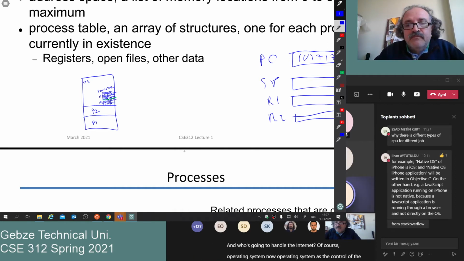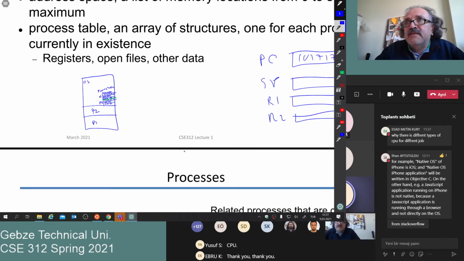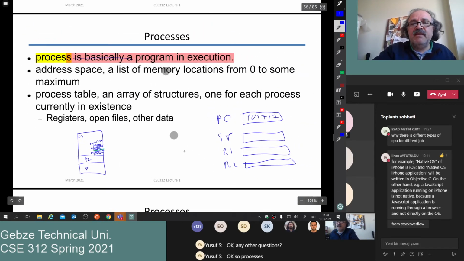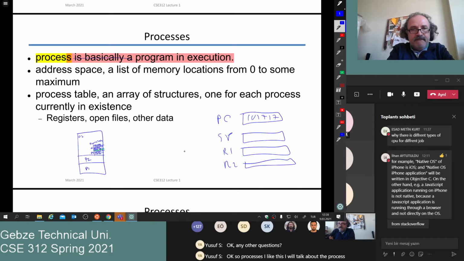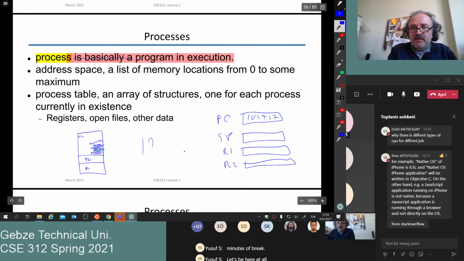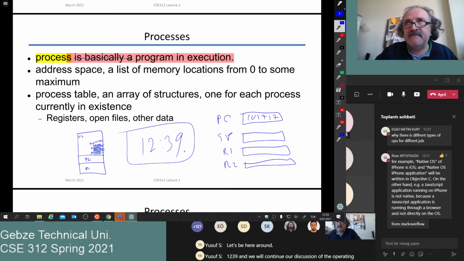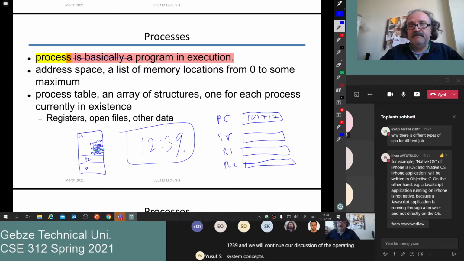Okay, thank you. Any other questions? Okay, so processes are like this. I talked about the process table, and it looks like I'm out of time. It's 12:28. Let's take a 10 minute break. Let's be here around 12:39, and we will continue with our discussion of the operating system concepts. 10 minutes.